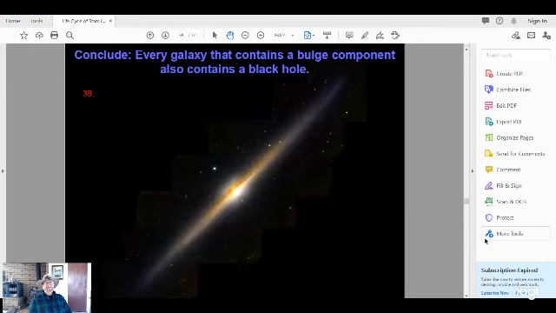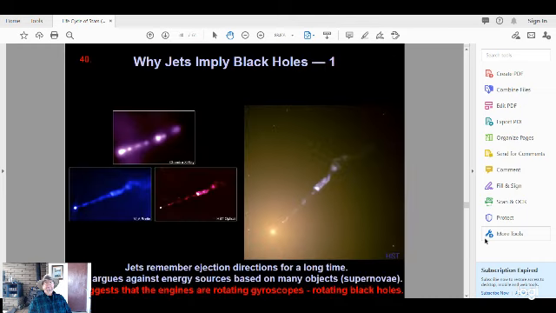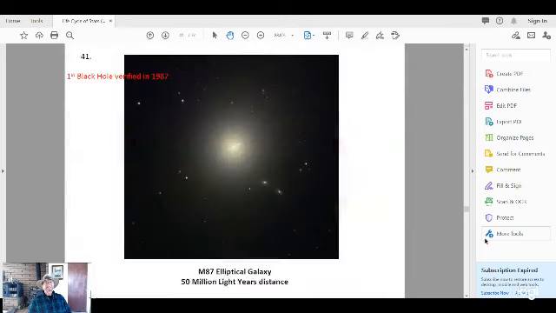There's another one. See that bulge right in the middle? That's characteristic of a feeding black hole. Here's those jets. We see them in X-ray, we see them in radio, and we see them in visible light. All the same black hole. That's M87. And it was the very first black hole verified.